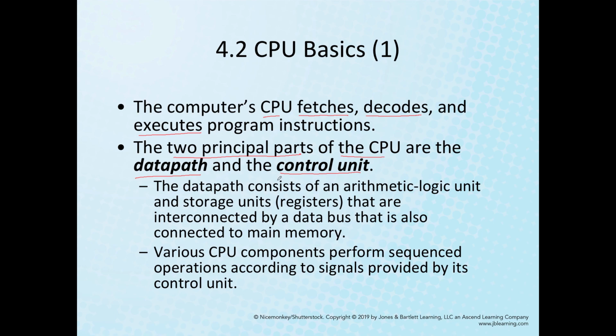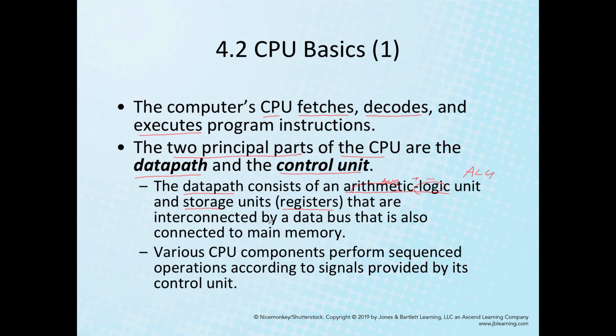and the control unit. The data path consists of the arithmetic and logic unit, which does all those operations like AND operation, OR operation, addition, subtraction, or comparison. Any arithmetic and logic operation is done by the arithmetic logic unit, which is called the ALU, and then it has storage within the CPU. The storage within CPUs are called registers. You can consider it as a group of D flip-flops.